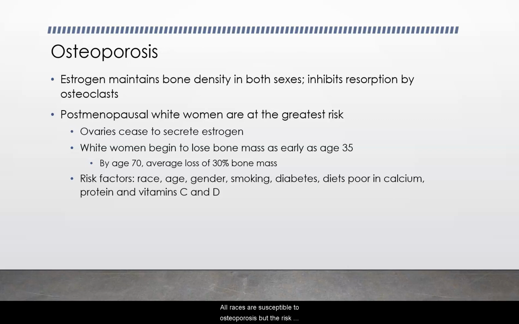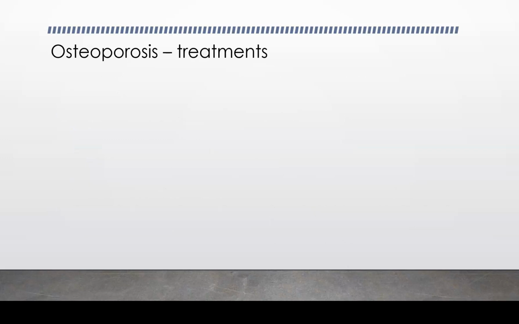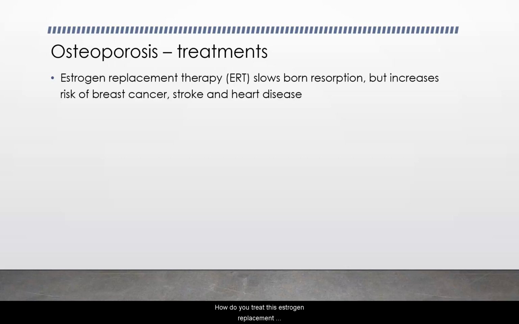Now, all races are susceptible to osteoporosis, but the risk factors are different between races. Age, gender, whether or not smoking is happening, diabetes, if you have a diet poor in calcium, protein, or vitamins C and D. Osteoporosis can also be seen in young female athletes that have low body fat, which causes them to stop ovulating and decrease estrogen secretion. How do you treat this?